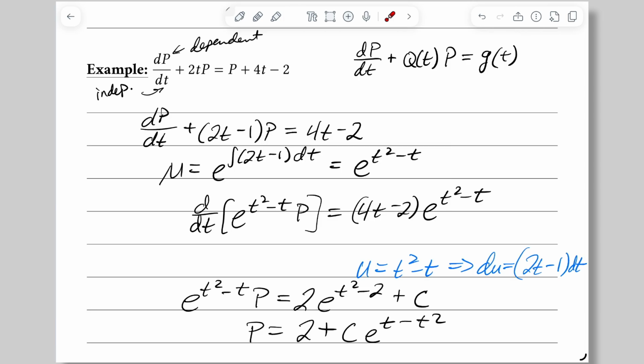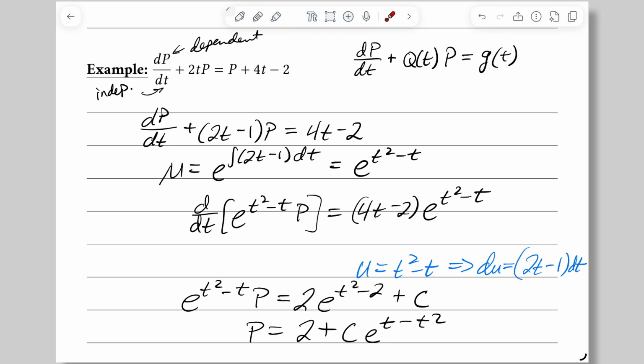Standard form looks like dp/dt + (2t - 1)p = 4t - 2. That gives us a mu of e^(t^2 - t). Multiplying that on both sides lets us write the left-hand side as a derivative of the product, and the right-hand side (4t - 2) times e^(t^2 - t).